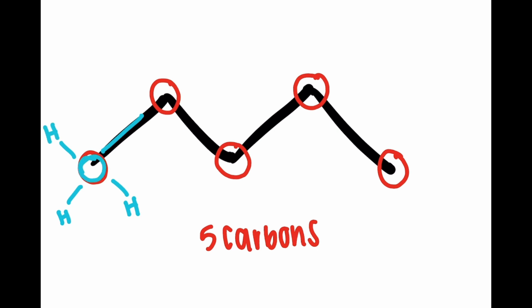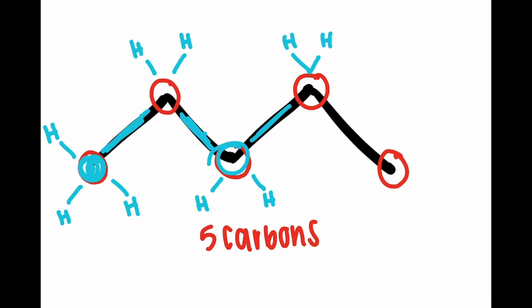Now let's look at our second carbon. Our second carbon has 2 bonds. So if it wants 4 bonds and it has 2 bonds, we know that it is bonded to 2 hydrogens. Now let's look at this third carbon here. It already has 2 bonds. So if it has 2 out of the 4, that just means that it's also bonded to 2 hydrogens.